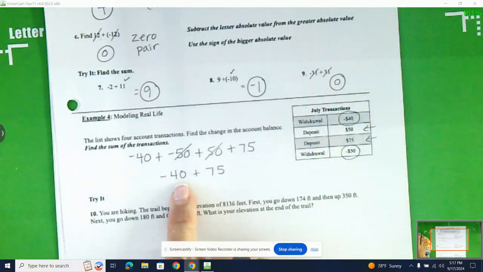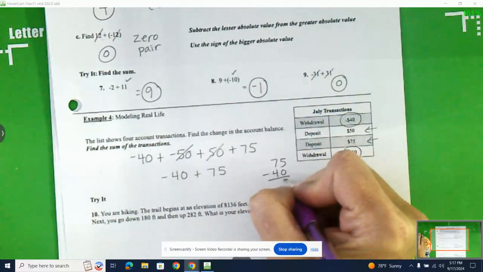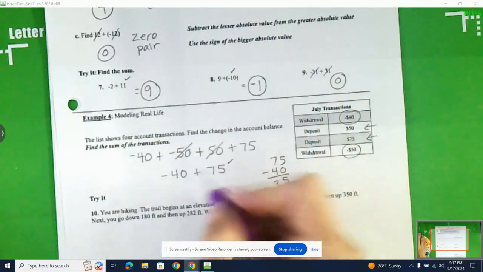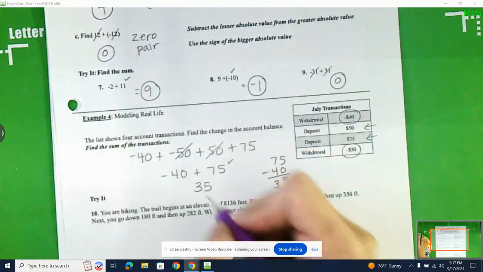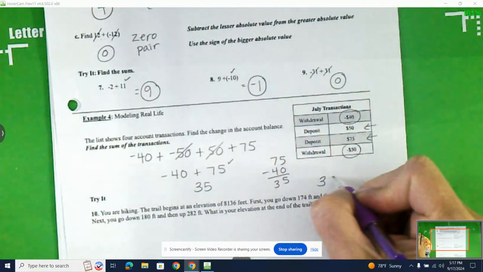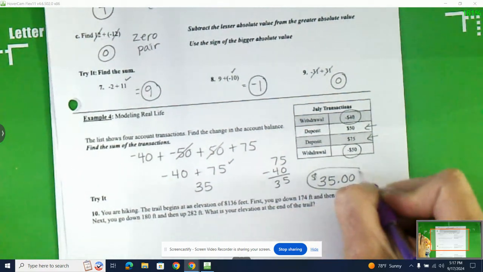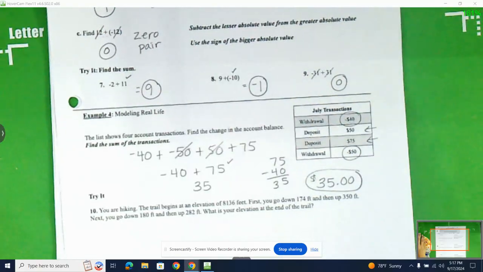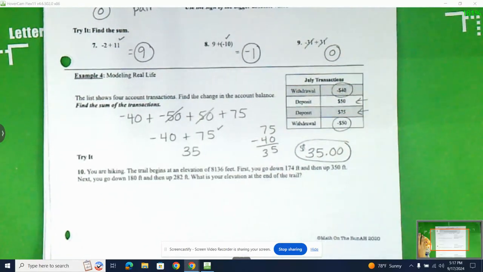Different signs subtract. 75 minus 40 is 35. And we have more positive. So luckily we have a balance there of money in the account. We don't owe the bank any money. 35, we're going to represent that with money. So that's $35. Okay, go ahead and read question 10 and try to work that one out.